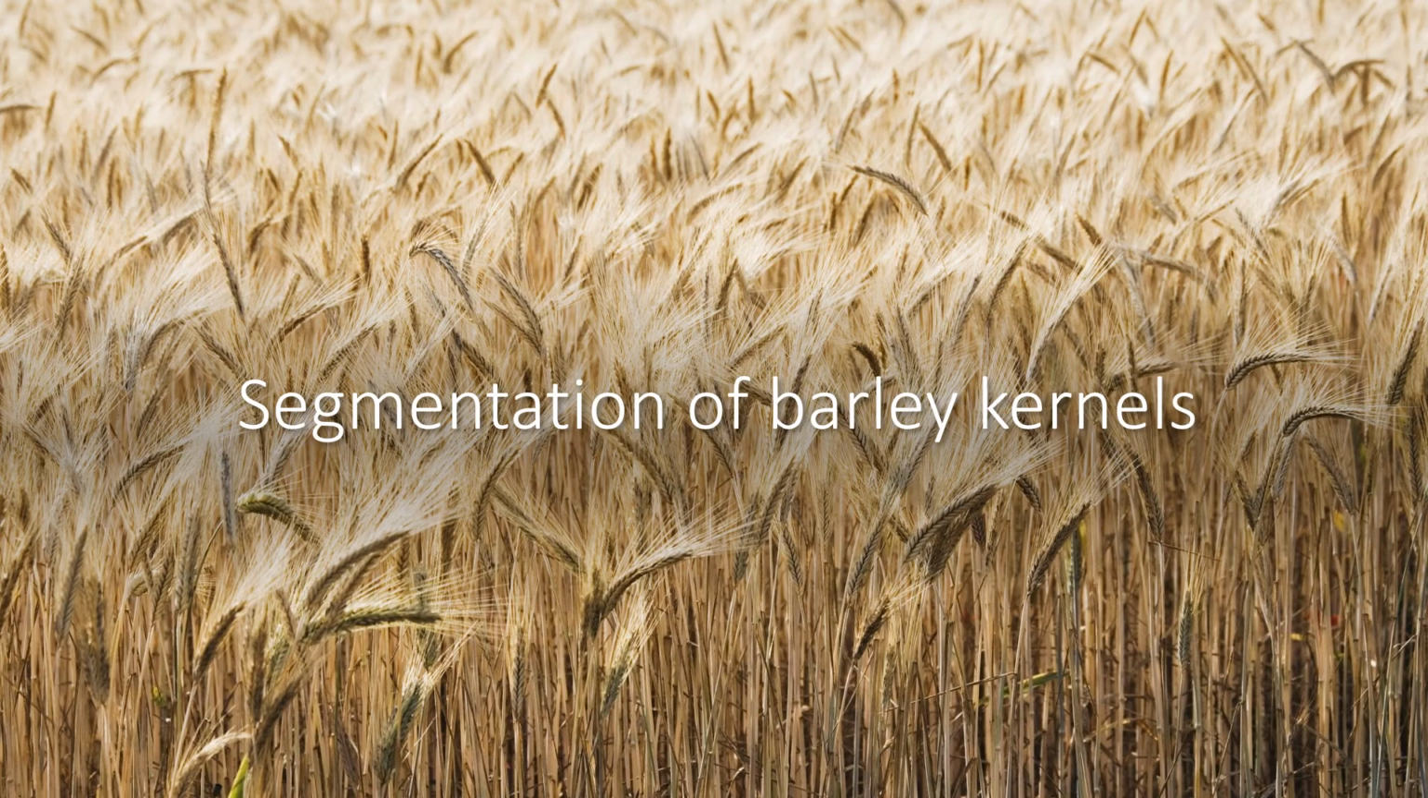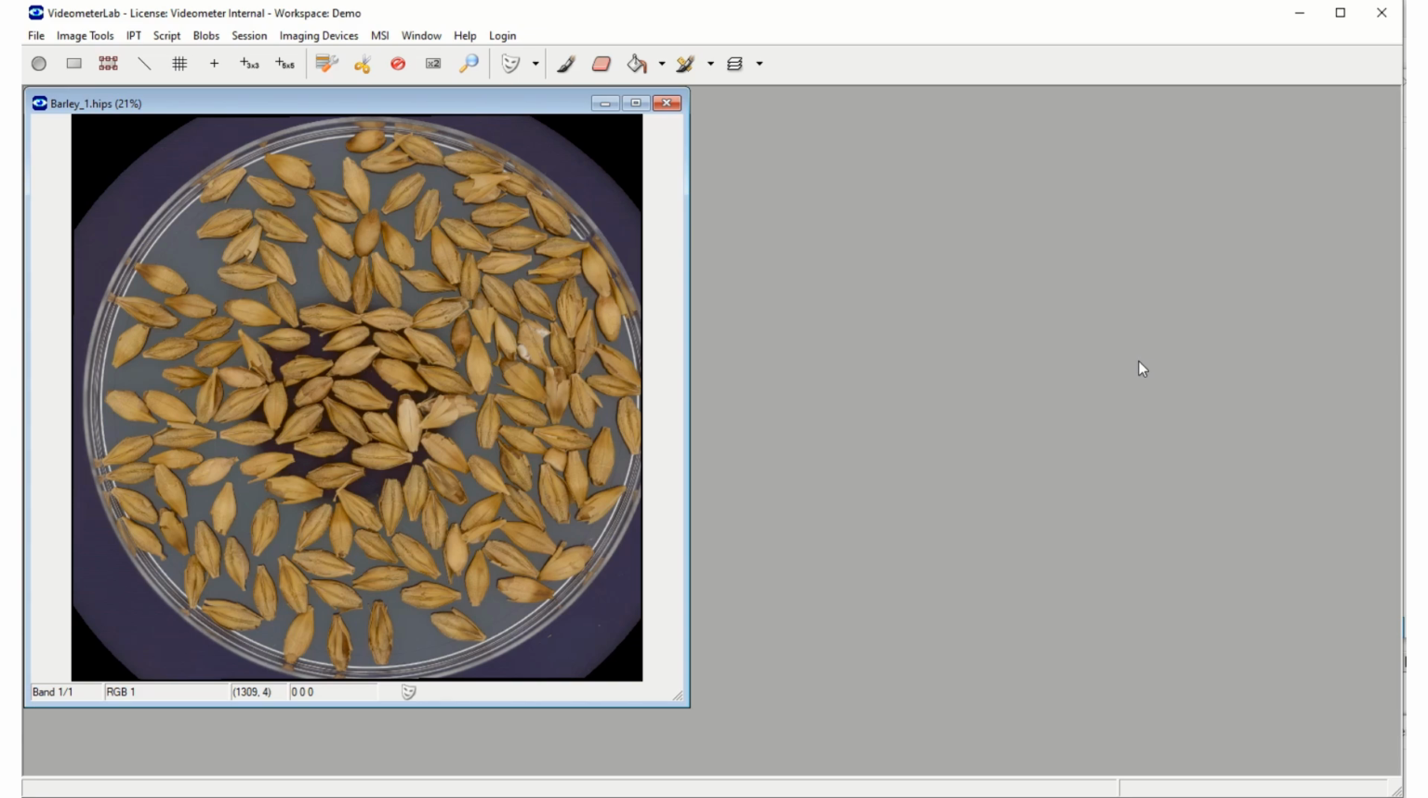So now let's try to see if this segmentation can be used on barley kernels, which look quite different and slightly less regular than wheat kernels. Here we have an image of barley kernels in a petri dish, and the objective is to separate the kernels from the background and the petri dish so that we can quantify any property of the barley kernels only. Instead of making a new segmentation from scratch, we will try to see if we can use the pre-made segmentation made for wheat, and that we have in our MSI library.